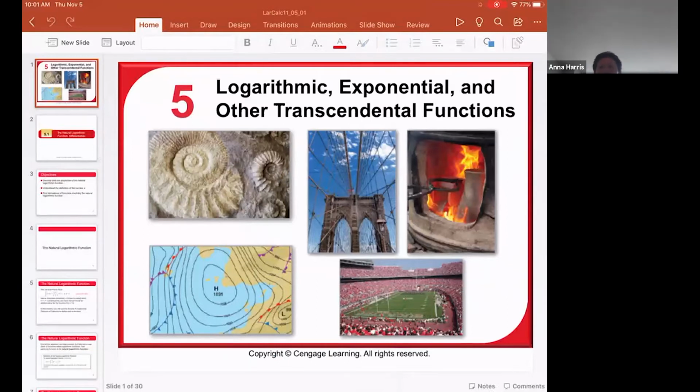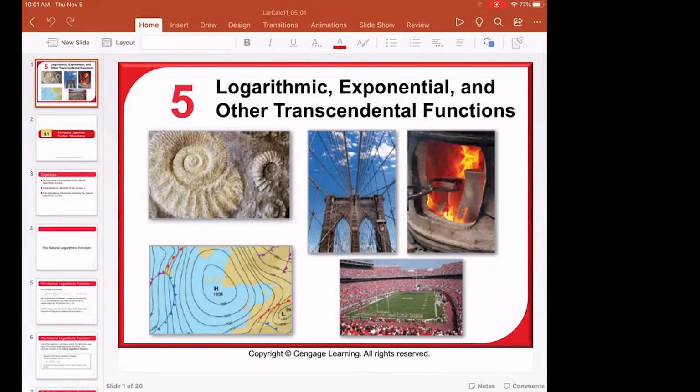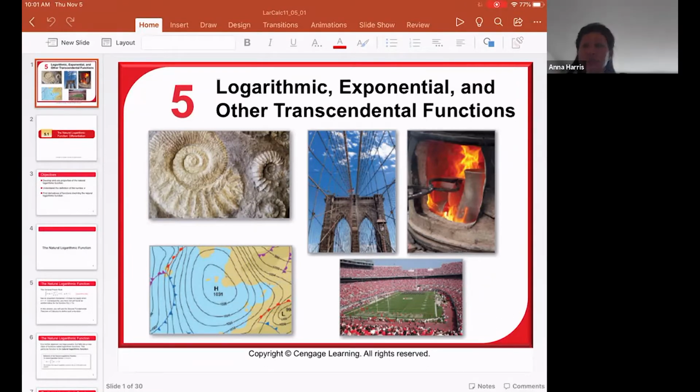We are going to chapter 5. That's why I wanted to stop yesterday, because I wanted you guys to have time to catch up. Hopefully you are all catching up, okay? Chapter 5 is a little bit different. Remember, we've been looking at the polynomials mainly.